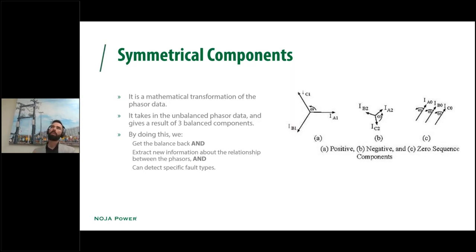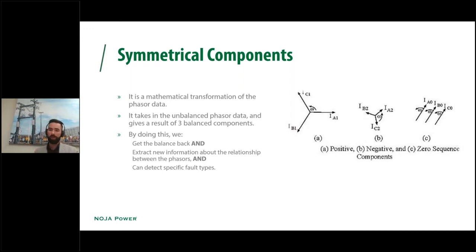I think one of the best ways to be able to understand this is to use the analog of three different coordinates in a coordinate system. So say if you have a vector in three-dimensional space pointing in any direction, it will have some x component, some y component, and some z component. So when you add them all together, they make that individual phase. Now, this is kind of the same thing, except we're applying it to the signals that we see for the currents and voltages. So the reason we do this is that we inherently get the balance back, and we can extract new information about the relationship between all the different phases, and we can detect specific fault types.